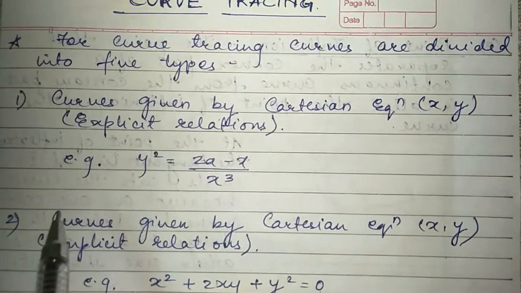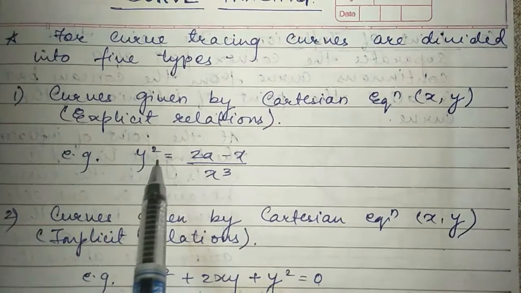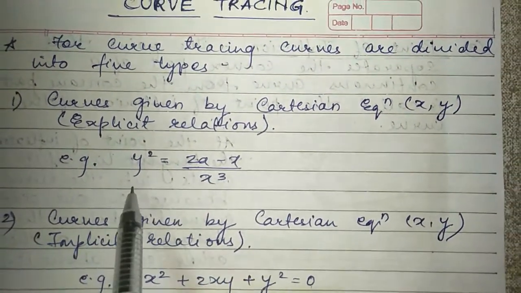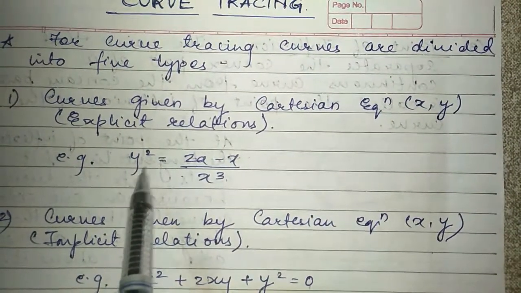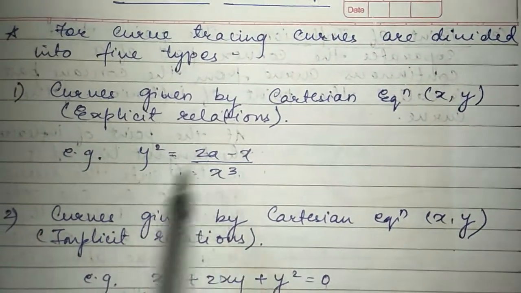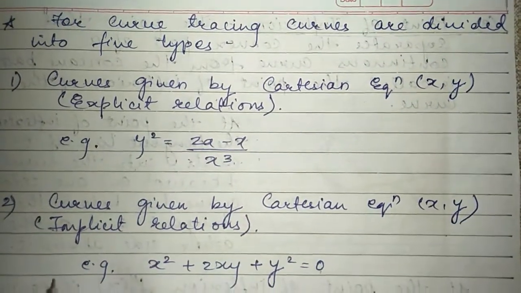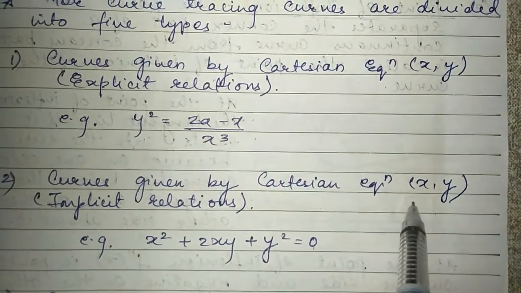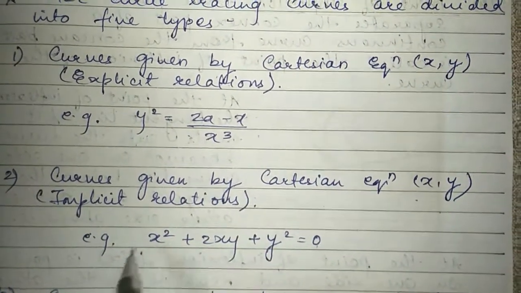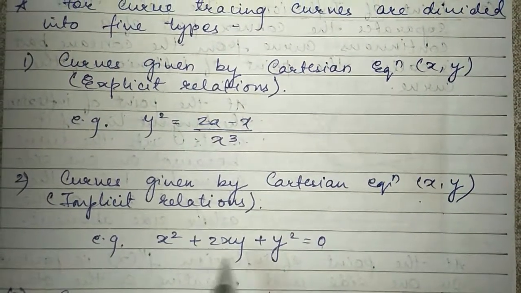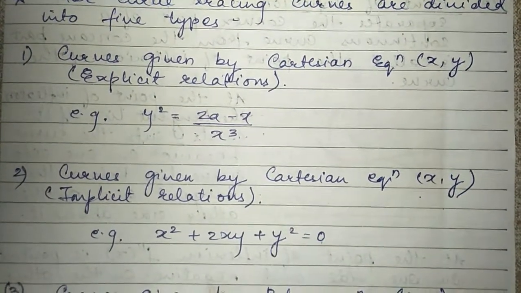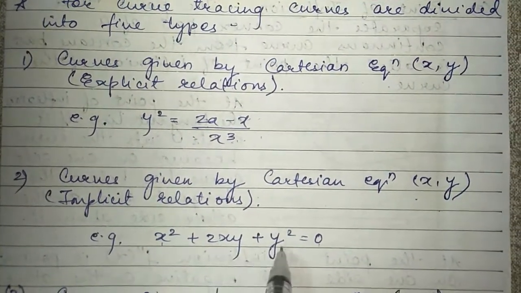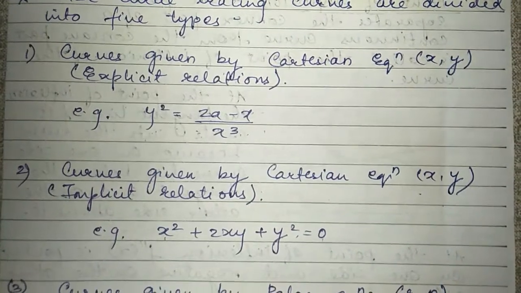are explicit relations. Like we can see it's y square is equal to (2a minus x) upon x cube. That is, the dependent variable y is expressed directly in terms of the independent variable, which we call the explicit relations. Then we have the curves given by Cartesian equations in x and y, which are implicit relations. That is, the dependent variable is not expressed directly in terms of the independent variable. We can see x square plus 2xy plus y square is equal to 0.